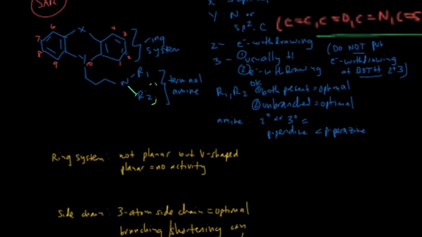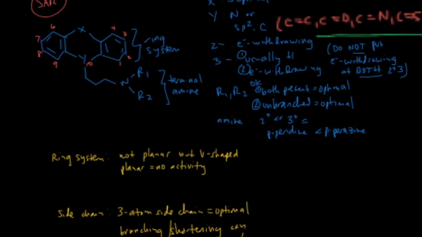At your amine, which is over here, a secondary amine is less potent than a tertiary amine, which is less potent than a piperidine. I don't know how you pronounce it. And the piperidine is less potent than your piperazine. So in case you forgot what secondary, tertiary, piperidine and piperazine mean, I'm going to draw it out for you.